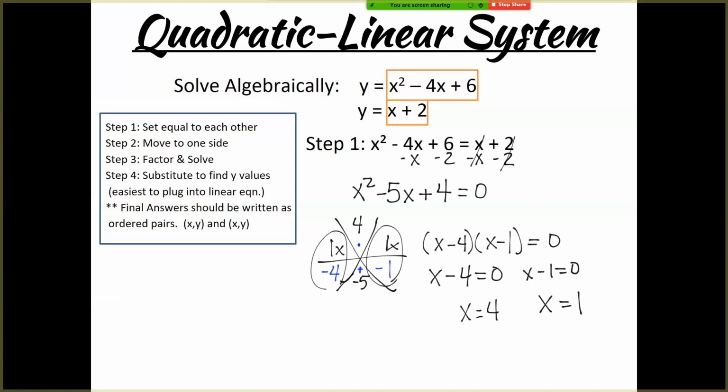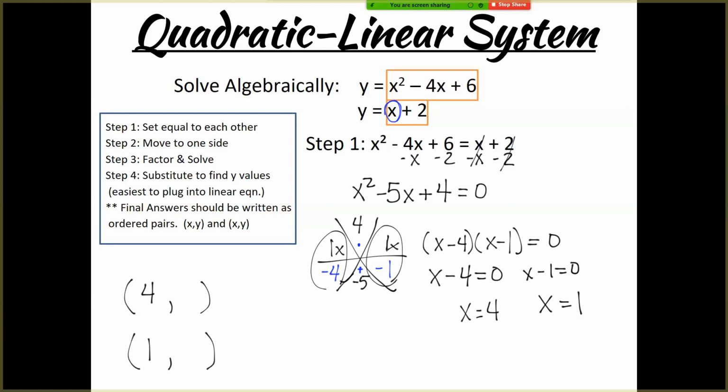Keep in mind, you're not done until you get to ordered pairs. So in the past, I've had students get to here and they want to stop. You have to find the corresponding y values to both of these x's. So I'm going to have an x value of 4 in one answer and an x value of 1 in my other answer. How do I find the y values? Plug them in. You could plug into either equation, but I would definitely always go to the linear one, x plus 2 in this case.